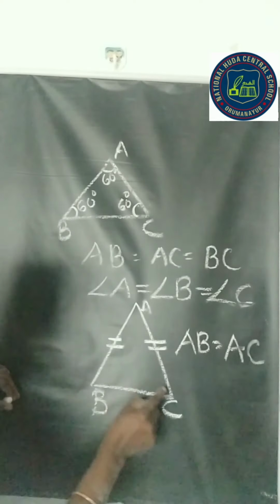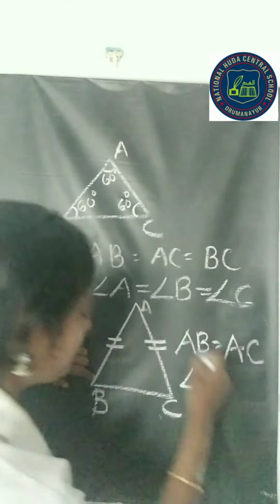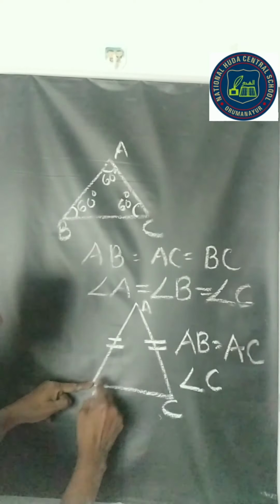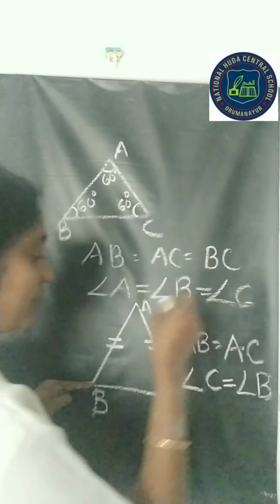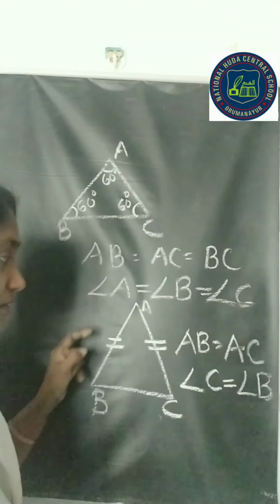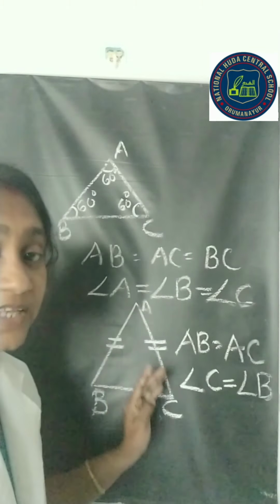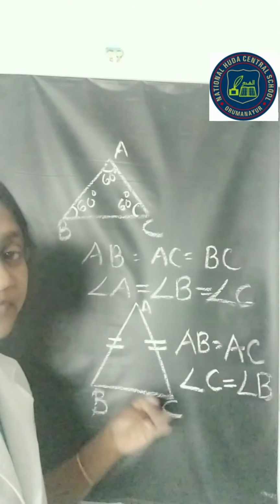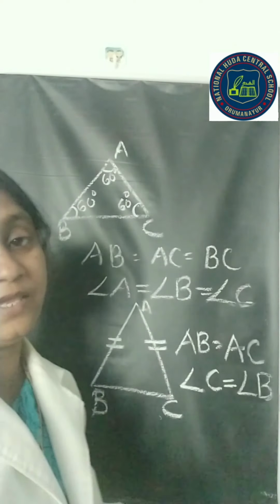And the angle opposite to side AB, that is angle C, and also the angle opposite to the side AC, that is angle B, will be equal. So in an isosceles triangle, two sides will be equal and the angles opposite to the two equal sides will be equal. We can do some problems.